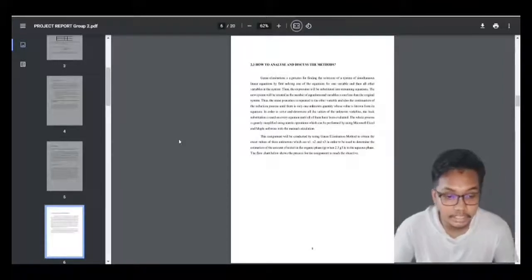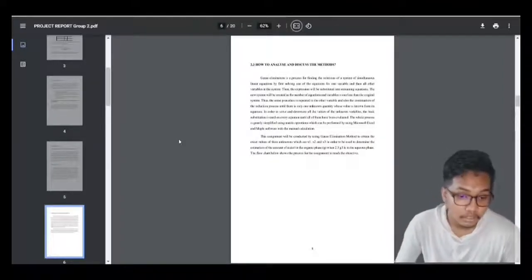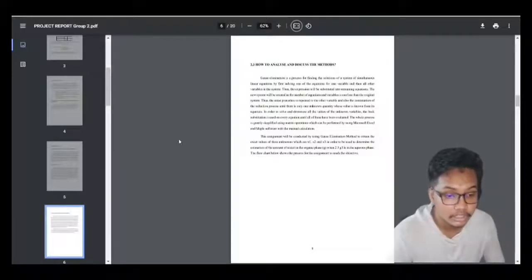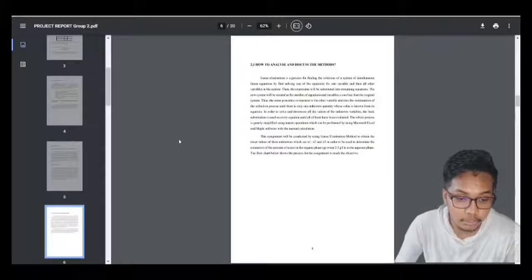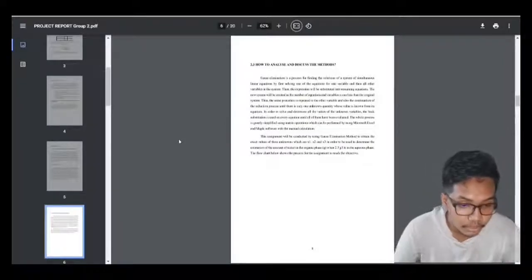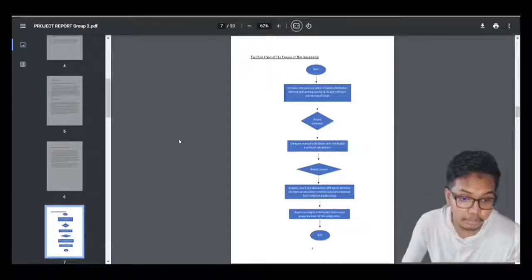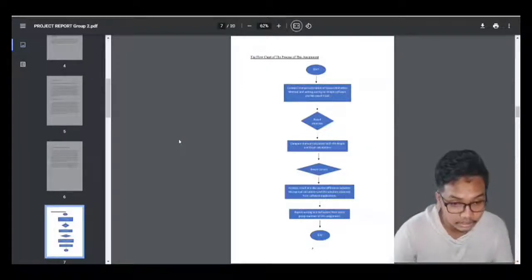How to analyze and discuss the method? Gauss elimination is a process for finding the solution of a system of simultaneous linear equations by first solving one of the equations for one variable in terms of all other variables in the system. Then the expression is substituted into the remaining equations.